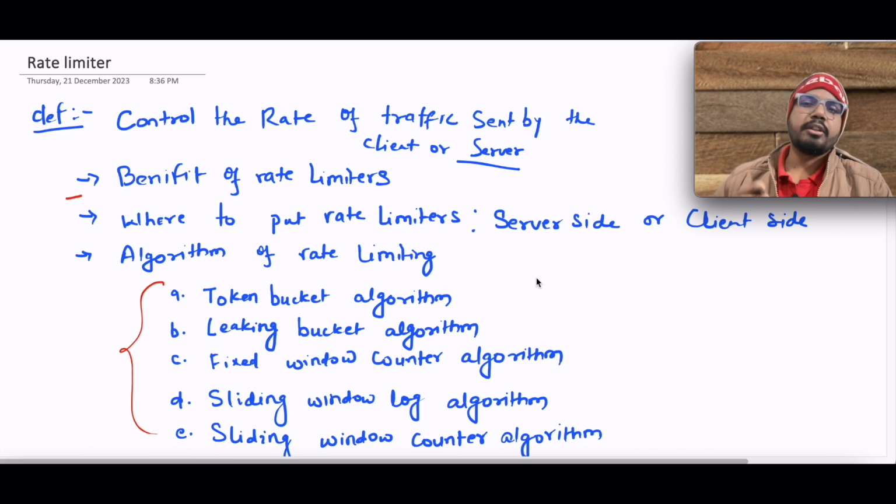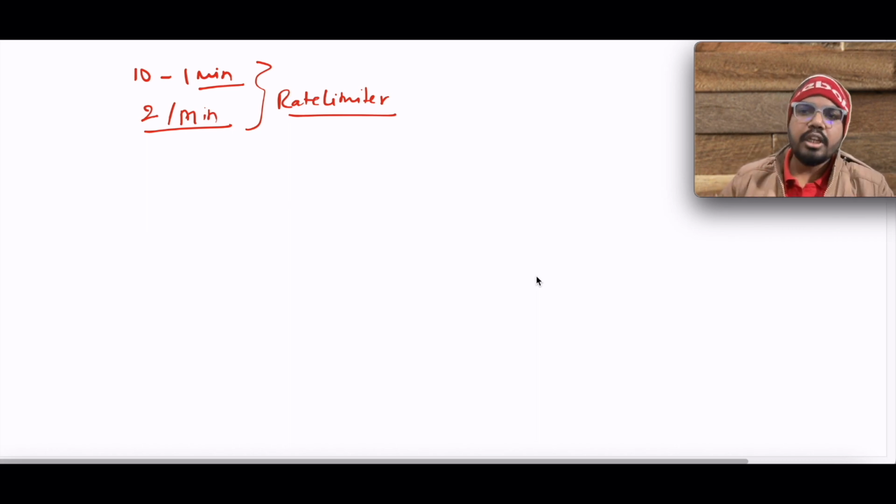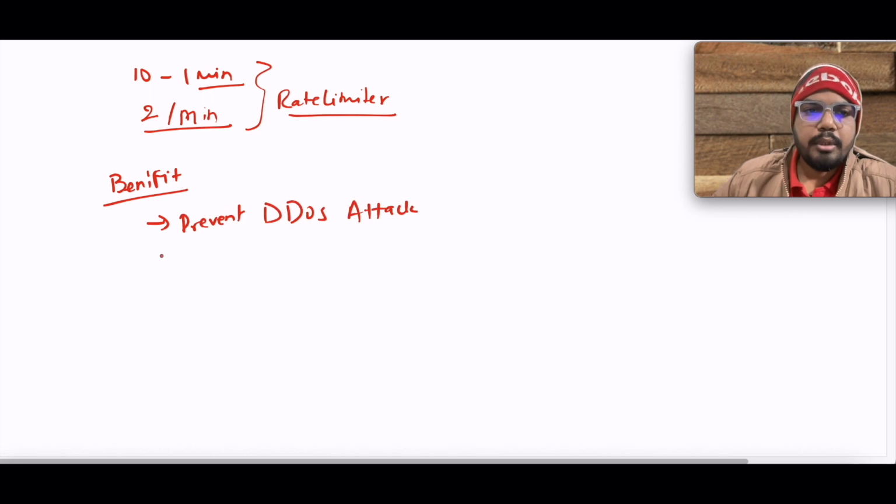Now the next point is the benefits. What are the benefits of rate limiters? One of the most important benefits is that it prevents DDoS attacks. Twitter limits 300 tweets per 3 hours, and the Google Docs API limits up to 300 read requests per user per minute. So if requests exceed the limit, the rate limiter will block all the requests that exceed it. That's why it prevents DDoS attacks. So the first benefit is preventing DDoS attacks.